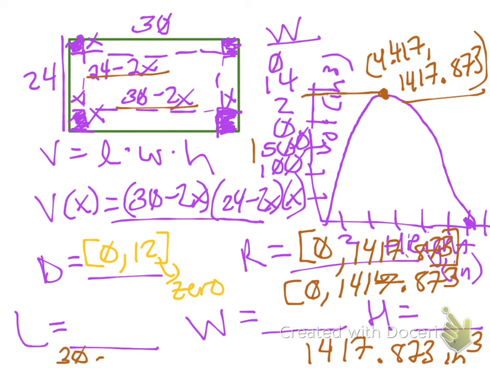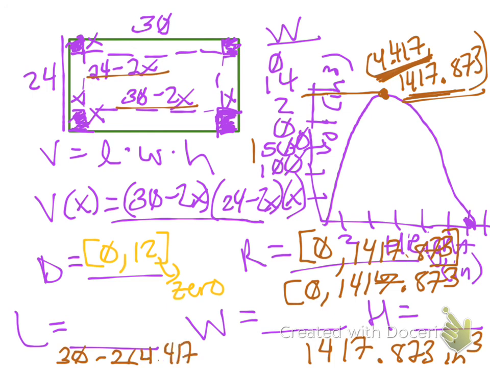So we're going to use 30 minus 2 times x, and we're going to get this x from our ordered pair, because that is the x value that we need in order to get the maximum size volume from this box. So in order to get this max of 1,417.873 cubic inches, I'm going to have to use 4.417 as my x. So you plug it in right here.